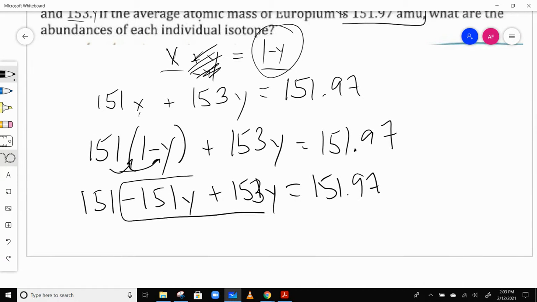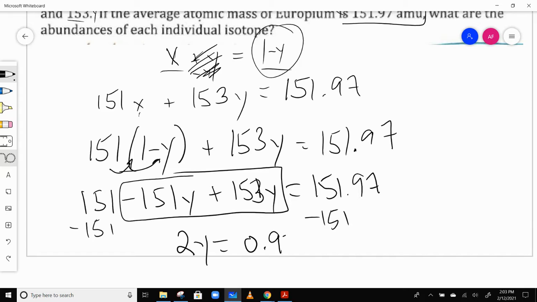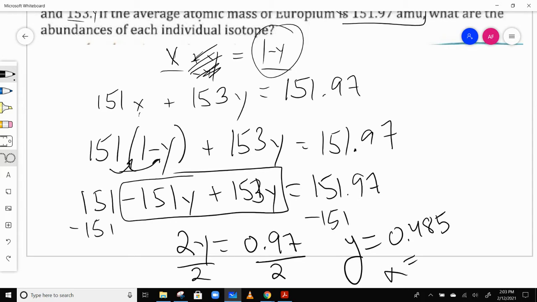Okay, combine like terms. We get 2Y. Subtract this from both sides. We get 2Y equals 0.97. Divide by 2. We get Y equals 0.485. Okay, and then in order to find X, X equals 1 minus Y, or 1 minus 0.485, we get 0.515. So again, X and Y are the percent abundances in decimal form of each isotope.